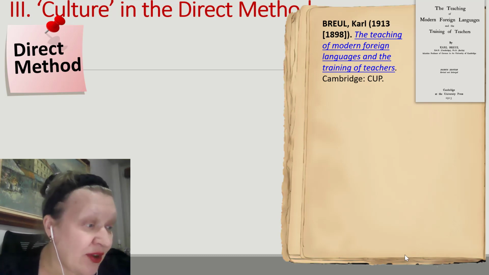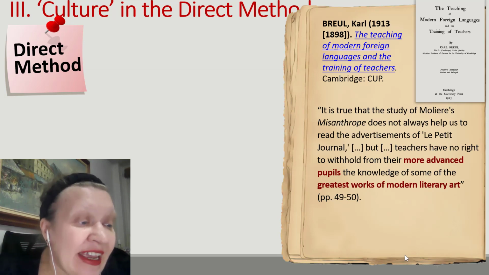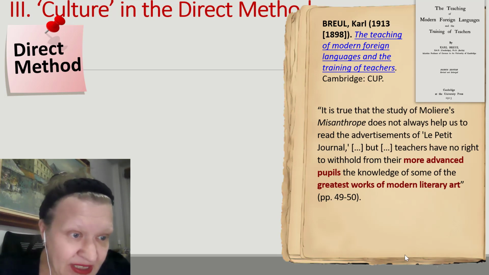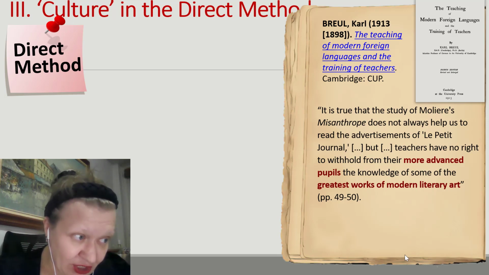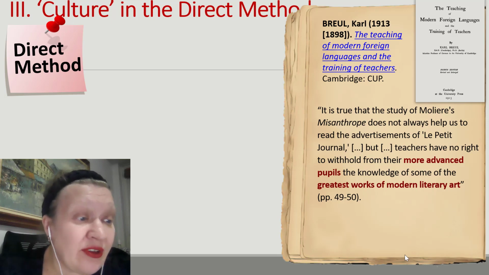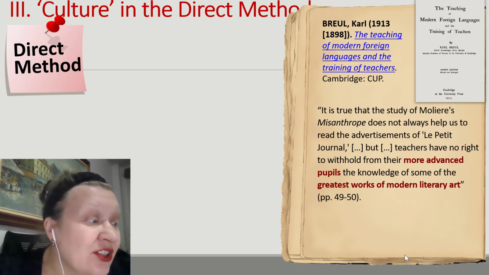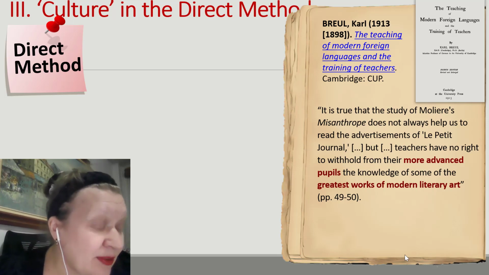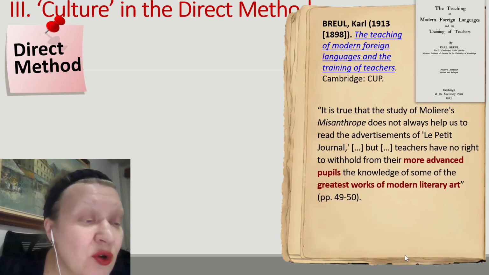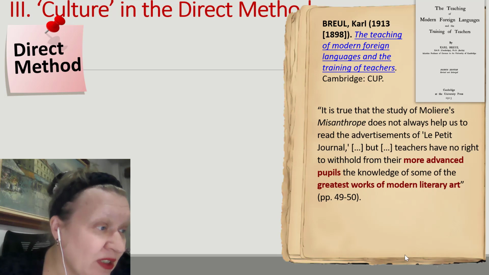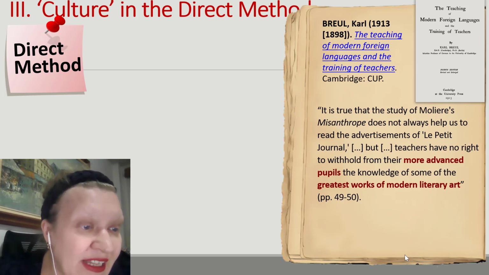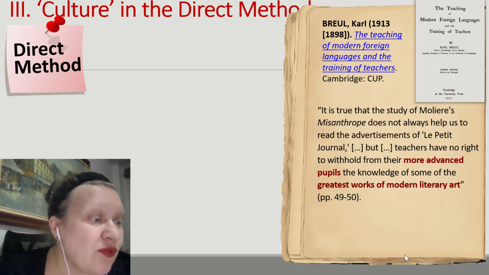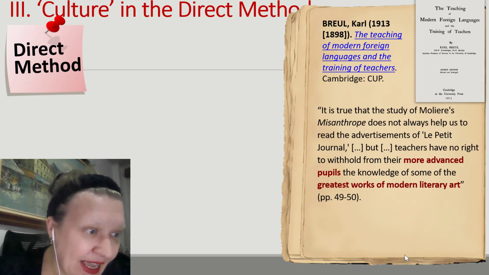1898. Like all theoreticians of the direct method, Karl Breul agrees that reading literature masterpieces is still very important for second language education because they provide access to the national spirit. However, he suggests teaching literature only to students of a more advanced level of proficiency. I quote, "It is true that the study of Molière's Misanthrope doesn't always help us to read the advertisement of Le Petit Journal, but teachers have no right to withhold from their more advanced pupils the knowledge of some of the greatest work of modern literary art, works full of beauty and of noble ideas expressed in exquisite language."